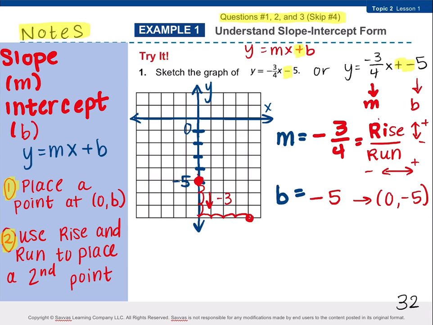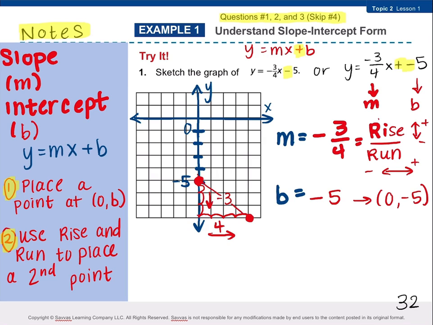And place another point there. So now I have 2 points. My slope tells me the space between every 2 points, right? Down 3/4, down 3/4. So I went down 3 and I went over 4. Now I'm going to connect those 2 points with a line.